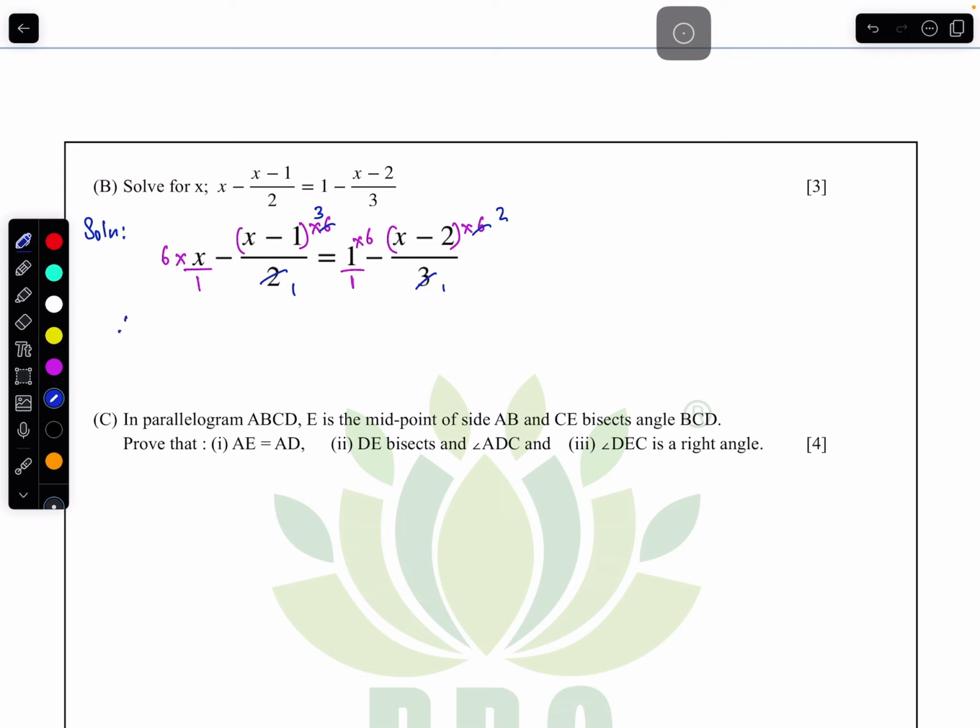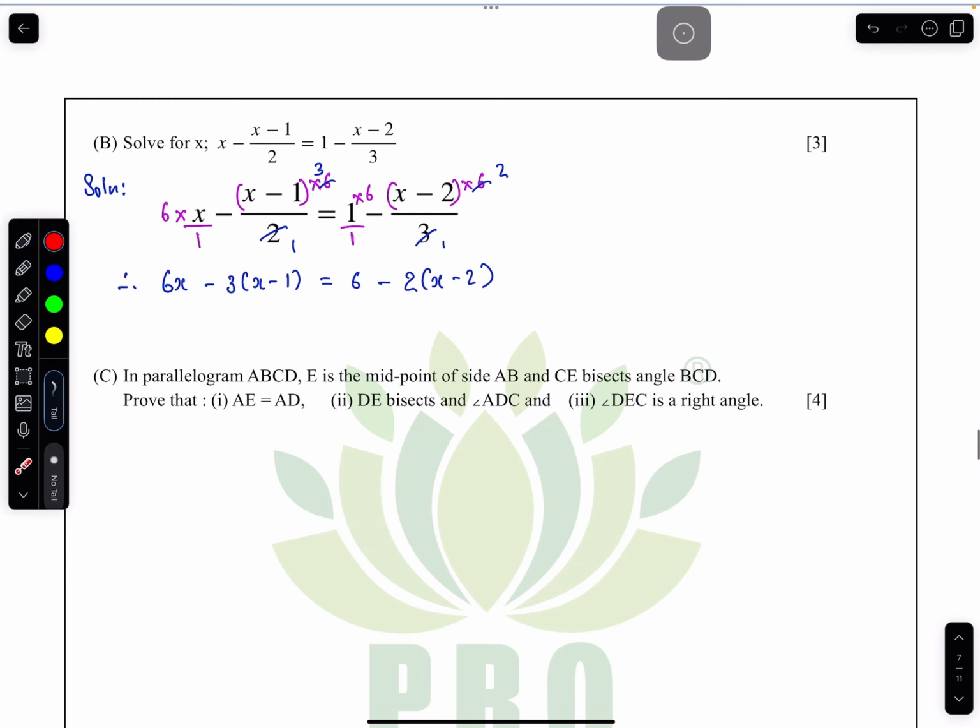So we have, therefore, 6x minus 3 times x minus 1 is 6 minus 2 times x minus 2. So we should ideally write this multiplier 2 before the bracket so that the minus sign is applied with this 2. So we don't make mistakes here. The chances of making mistakes will be highly reduced. Therefore, 6x minus 3x plus 3 is 6 minus 2x, minus minus is plus, 2 times 2 makes 4, plus 4 is here. So we continue solving here.